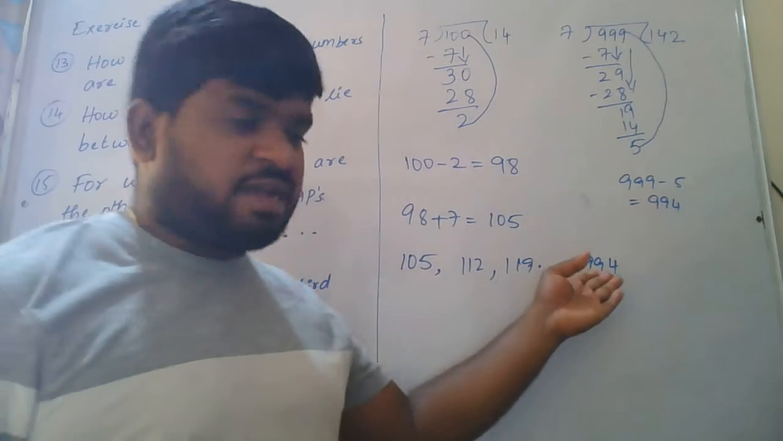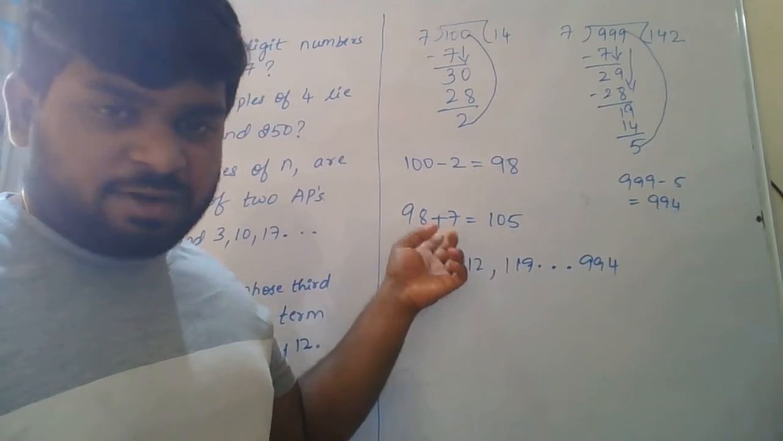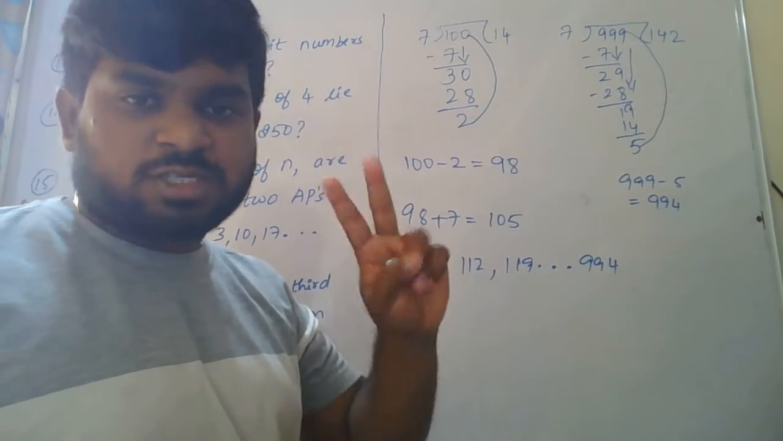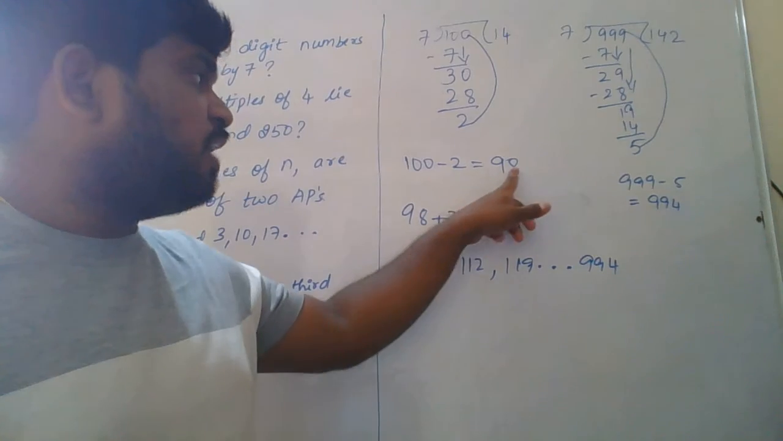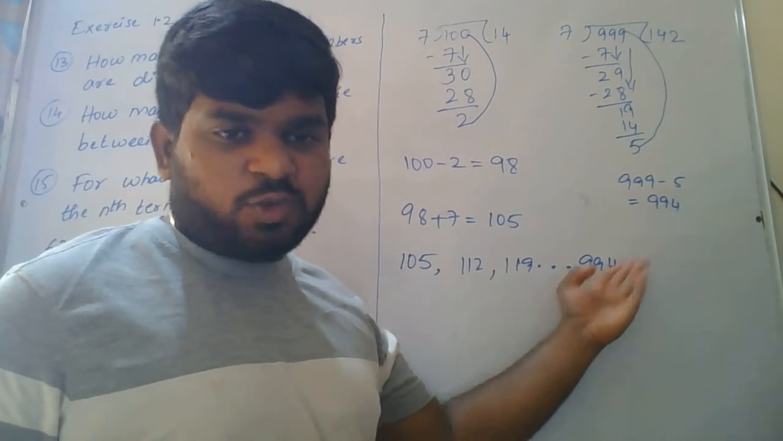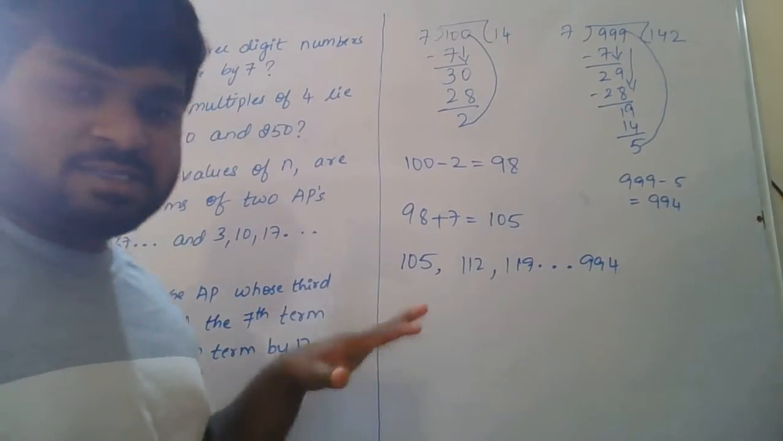Okay. Don't add 7 to this. Why did we add 7 here? We got 98, but we didn't take 98 because 98 is a 2-digit number. We need a 3-digit number. That is why we just added 7 to it. We got a 3-digit number. If you add 7 to this, you get a 4-digit number. But what we need is a 3-digit number.